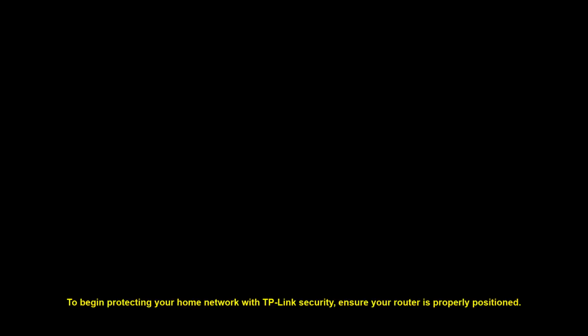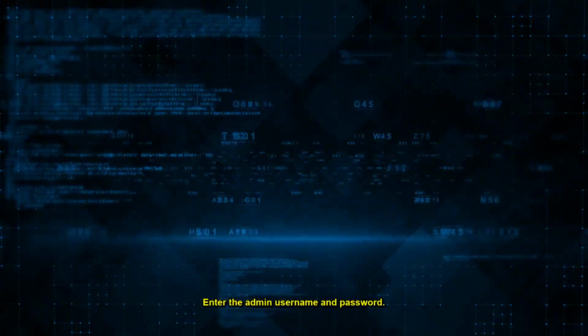To begin protecting your home network with TP-Link Security, ensure your router is properly positioned. Start by accessing your TP-Link router's web interface. Open a web browser and type the router's default IP address, typically 192.168.0.1 or 192.168.1.1. Enter the admin username and password. The default credentials can usually be found on the router's label or in the manual.